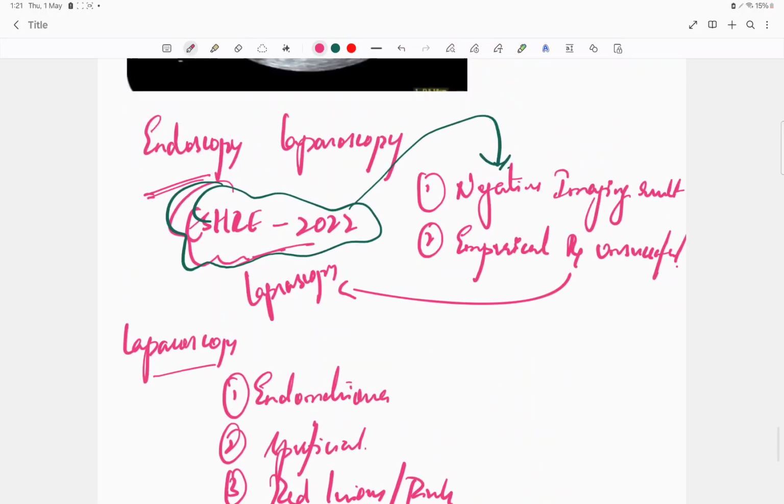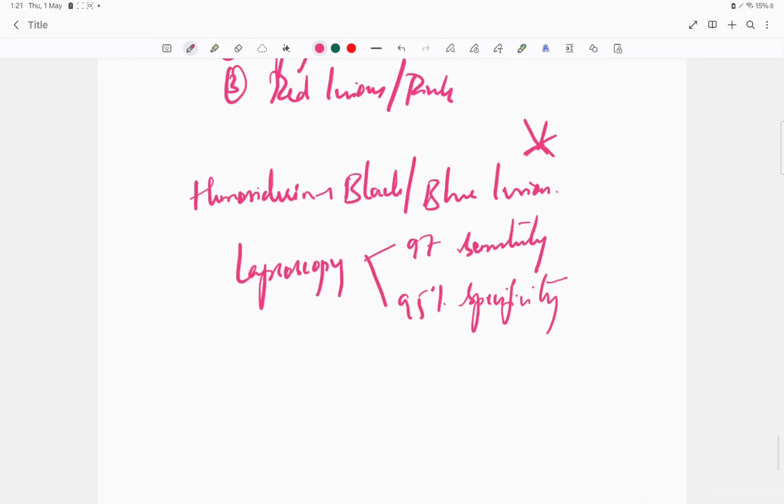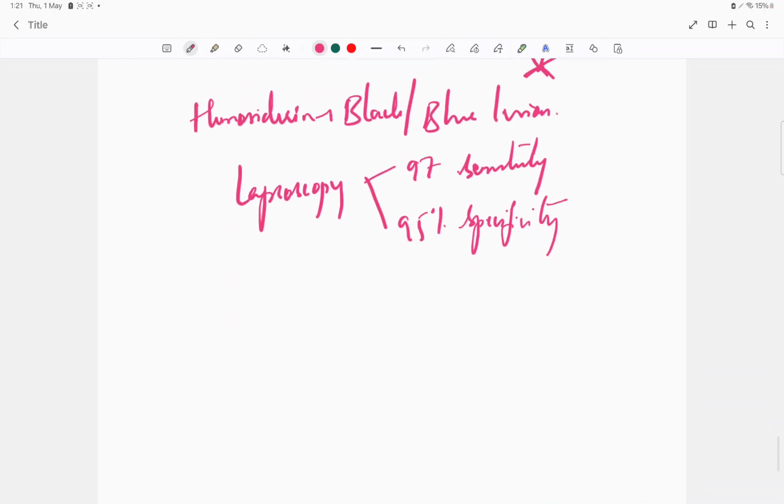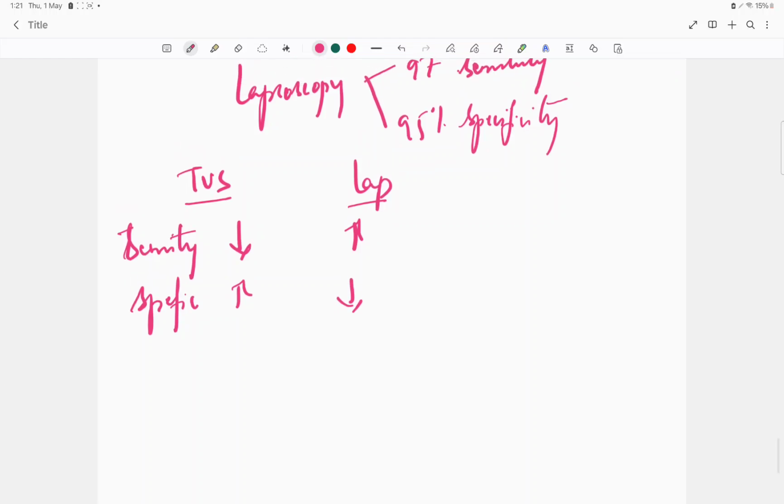Guys, MCQ comes here. I told you here what is the percentage. 90% sensitivity, that means sensitivity is less, specificity is high. Whereas here the sensitivity is high, specificity is less when compared to that of transvaginal scan. So you can make a list here: transvaginal scan and laparoscopy. Sensitivity is less, specificity is more. Here it is more and less. That is how we can remember this one.